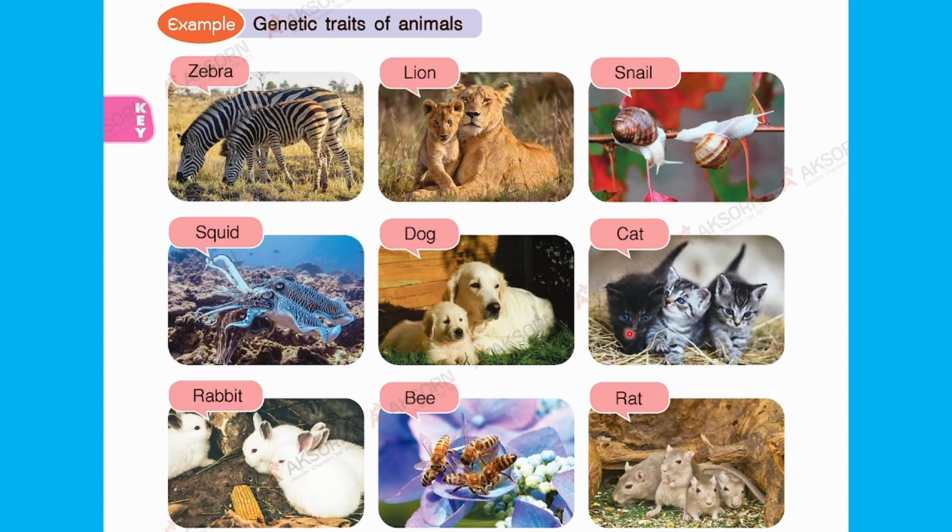And the squid, they have similar body markings and body shapes. Dogs, cats, this one's black, but they all have the blue eyes. The rats, they all look very much like the adult rat. And all these bees, they look basically the same. All the rabbits, they all have white fur and black ears.